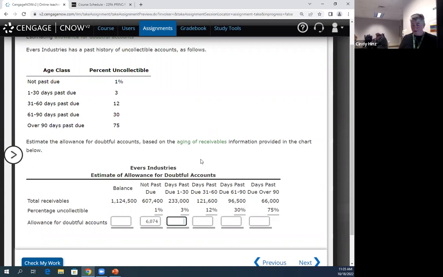For the next category then, $233,000, that's already past due, but not more than a month. And so 3% of $230,000 is $6,990. Go ahead and do those calculations across. And once you have each one of those individual categories on the aging, you can add across to the left to get the total amount that we think is uncollectible.